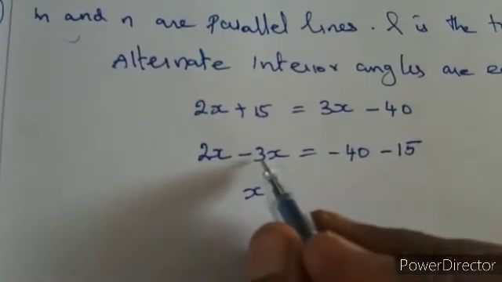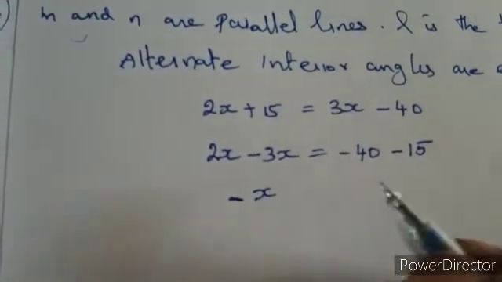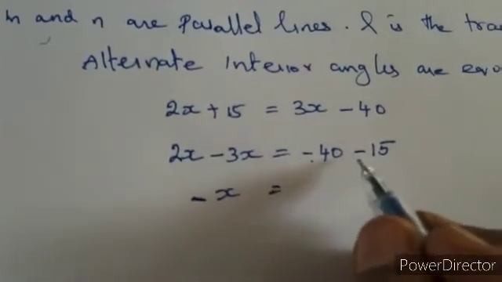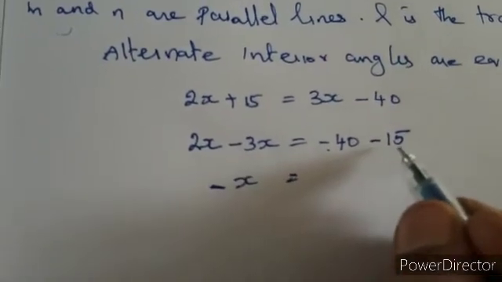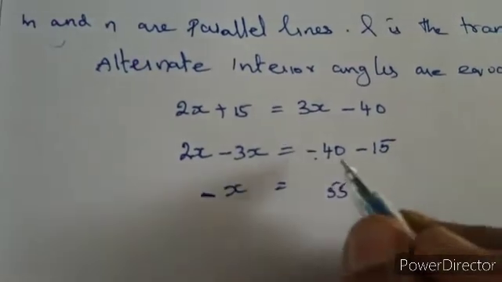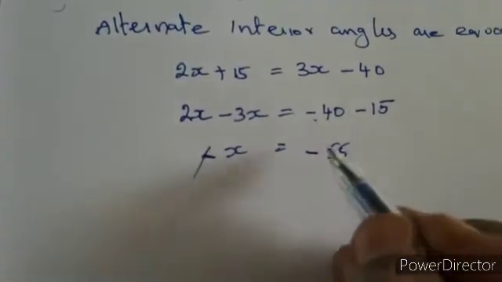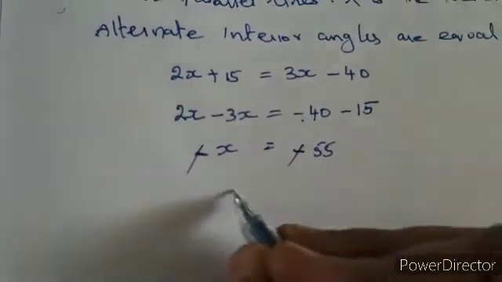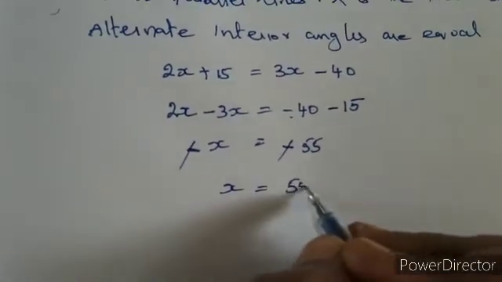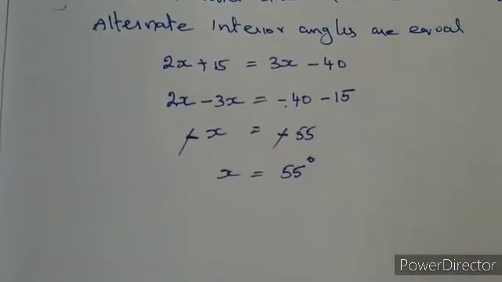Which number is greater? It is 3x. So minus sign. Now minus into minus we have to add, 40 plus 15, 55. The greater number's sign is subtract, that is minus, we have to put here. Minus minus we can cancel. Now x equals 55 degrees.